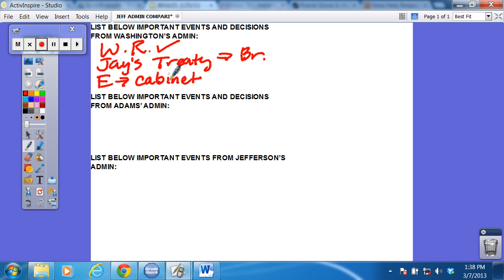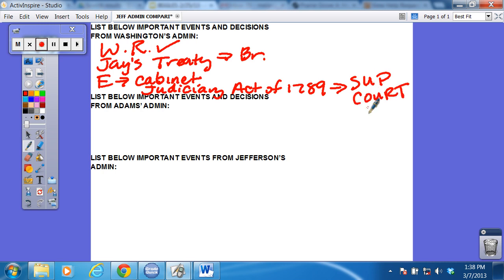All right. Davis. The Judiciary Act. You even remember the names. Nice. Okay, Judiciary Act of 1789. Class, tell me, what is established under that law? The Supreme Court. The Supreme Court and the court system. So I'm going to put Sup, Court, and System. All right.